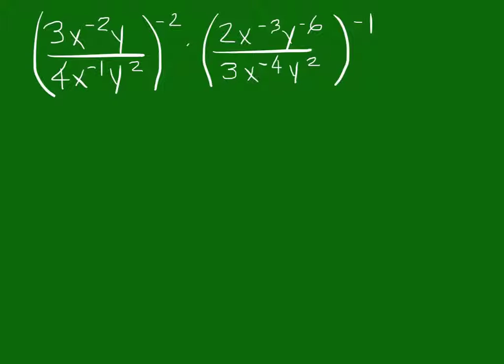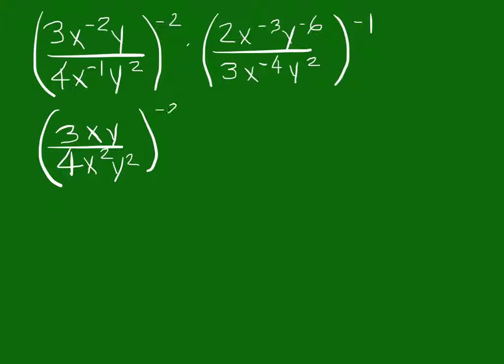In the left-hand expression, you have a 3 and a 4 that are going to stay where they're at, but you have x to the negative 2 and x to the negative 1. They will switch places and become x over x squared. Then you have a y and a y squared that stays the same. Go over to the other side.